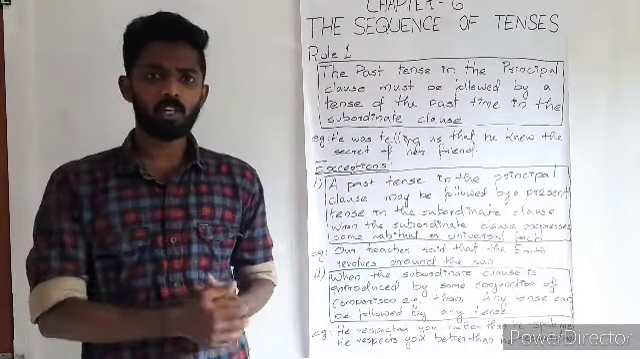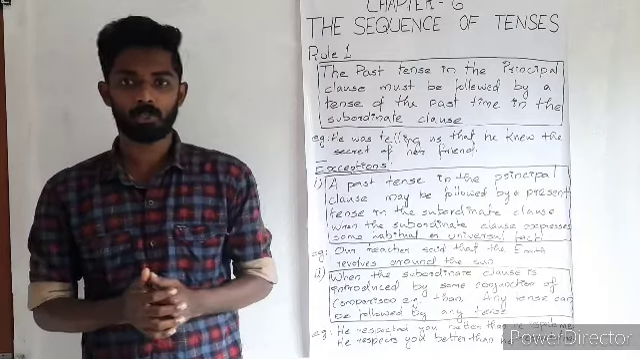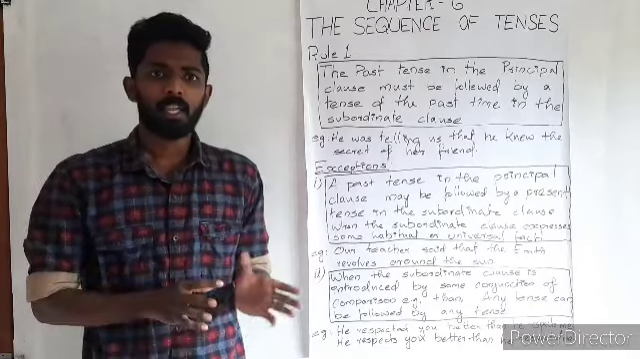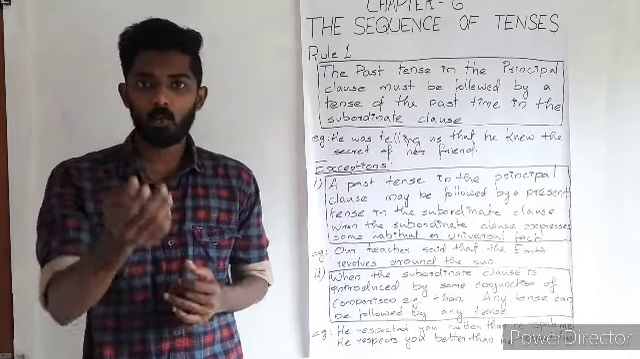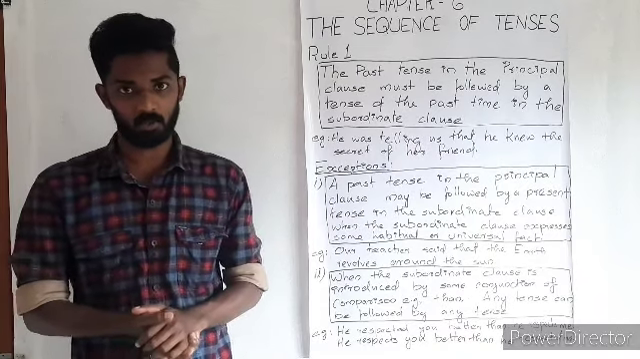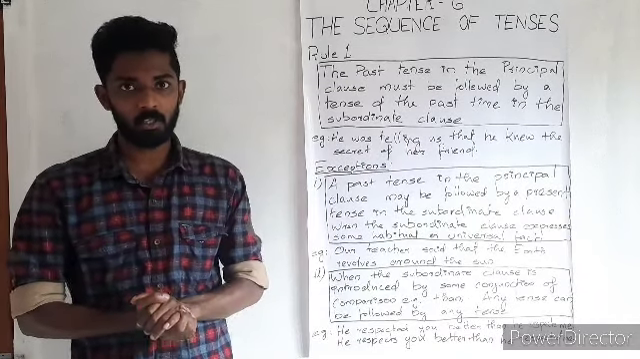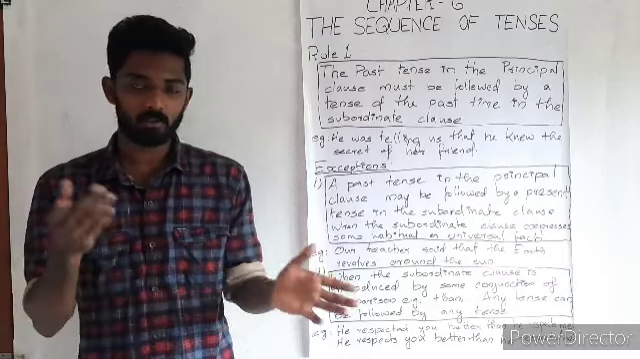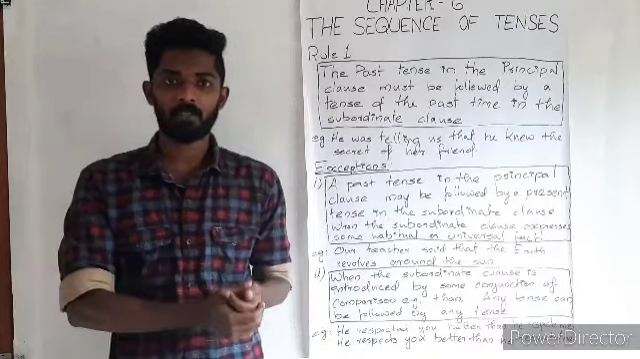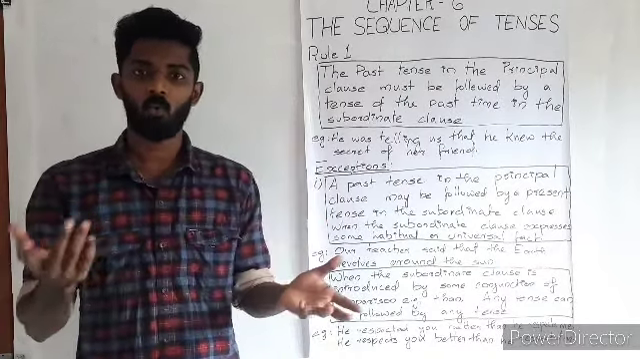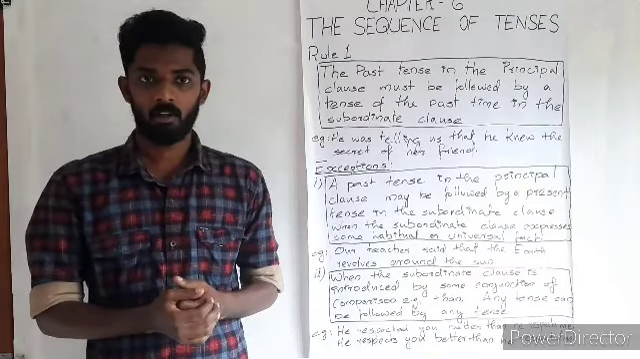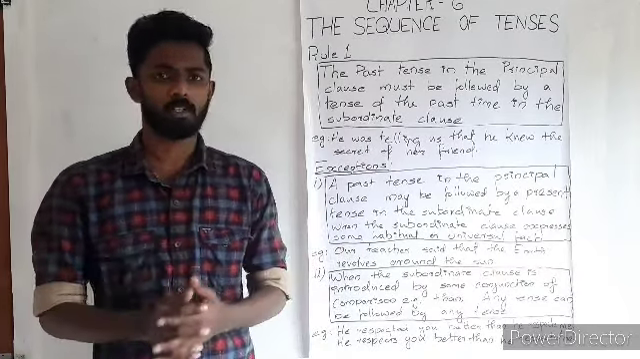When the subordinate clause is an adverb clause denoting place, reason, or comparison, it may be in any tense as required by the sense, even if there is a past tense in the principal clause. So if there is an adverb clause denoting a place, reason, or a comparison, it can take any verb or any tense as required by the sense. I'll explain with some examples.